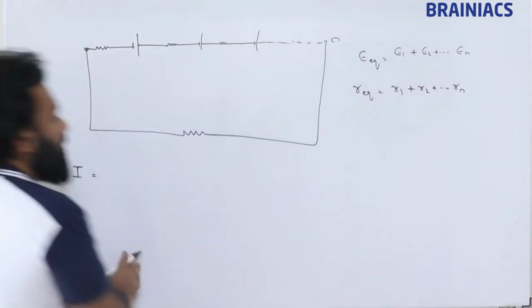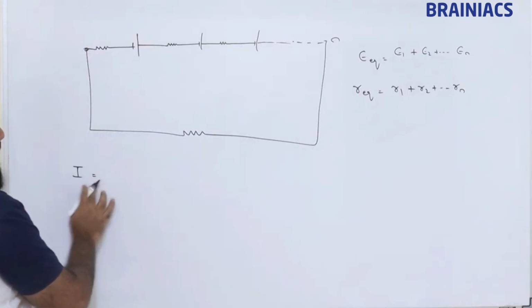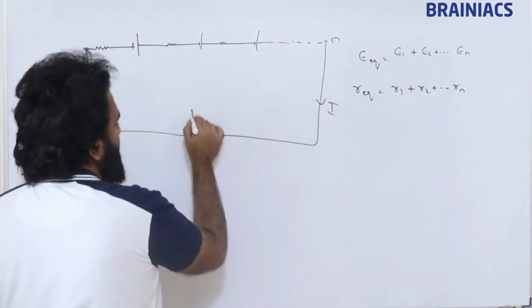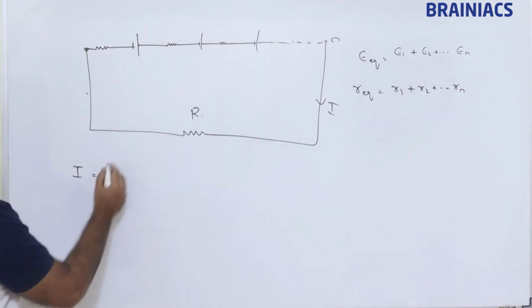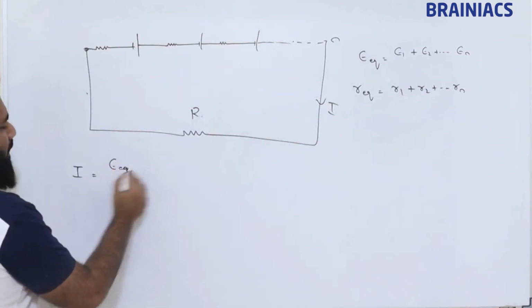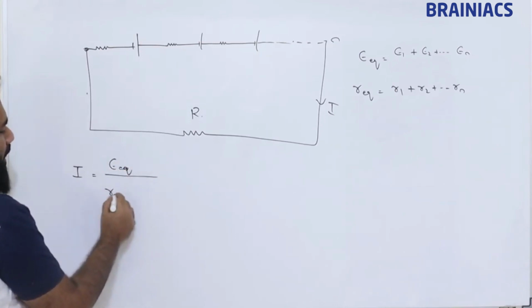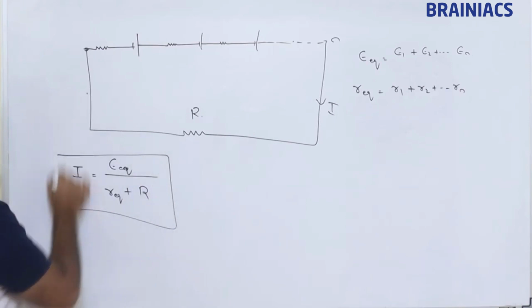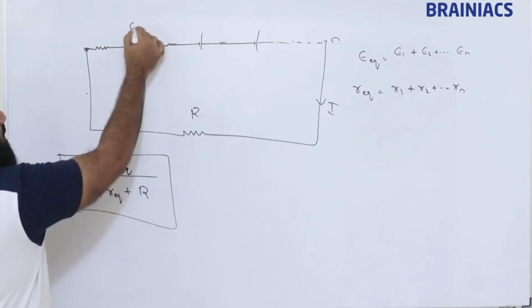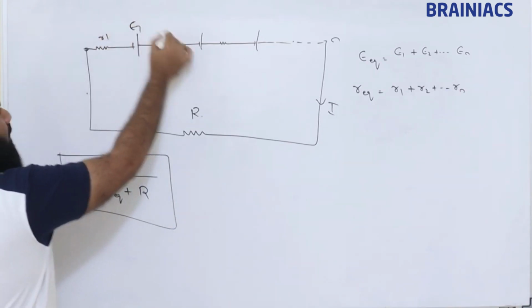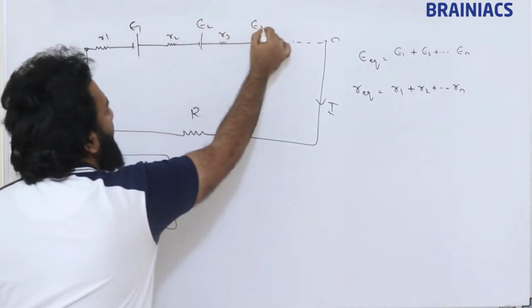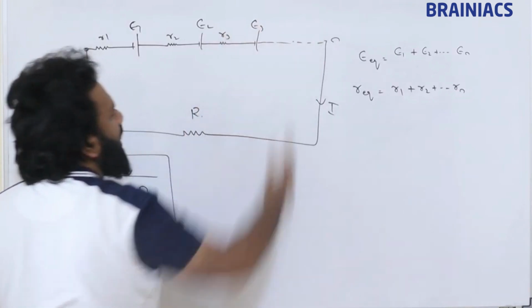Then if the current that is passing through this resistance, if this is R, then E equivalent divided by R equivalent plus R was the current. Suppose this is E1 R1, E2 R2, E3 R3, and then we will have R and En also.